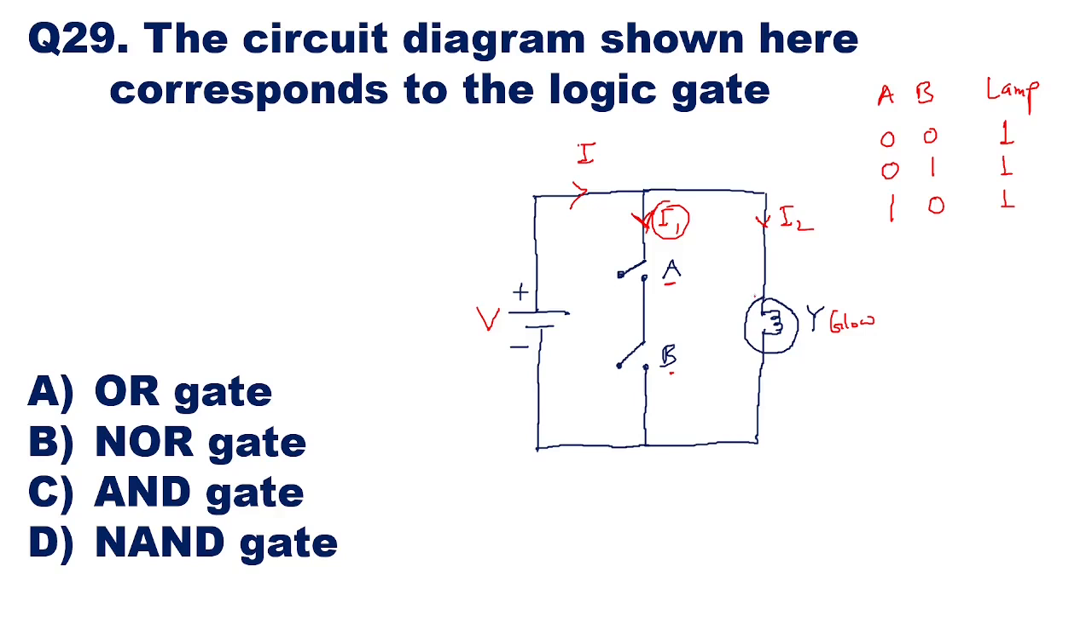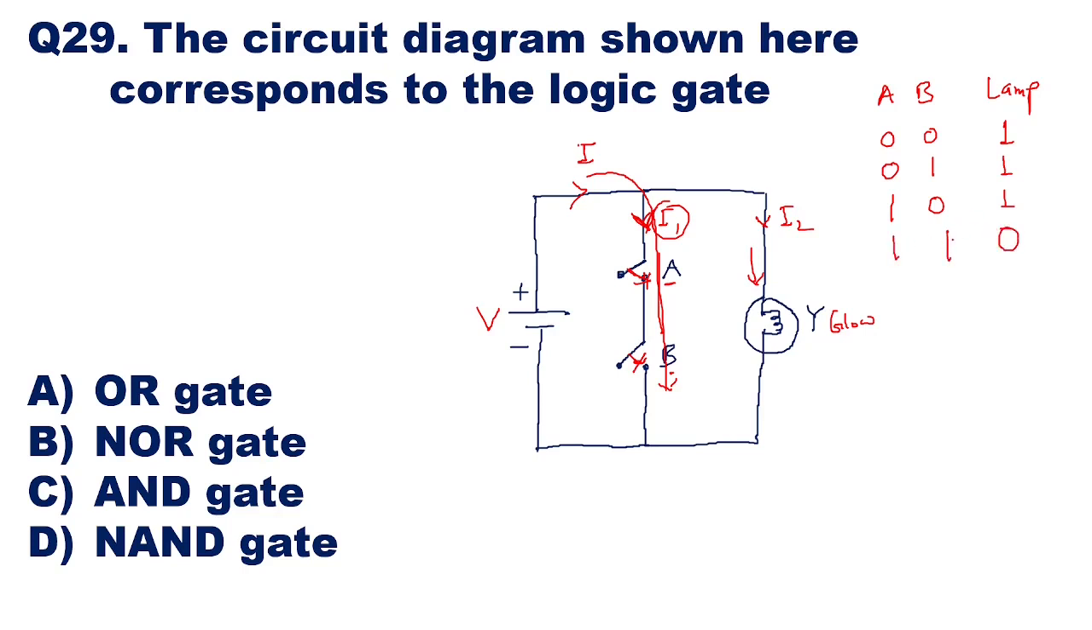Now the lamp will not glow only when these switches are closed. This switch is closed and this switch is also closed. Here the resistance of this line will be low as compared to the resistance of this line, so the full current will flow through this line. So I1 will be equal to I and I2 will be equal to 0. So the lamp will not glow. So when both the inputs are 1 1, the lamp is 0.